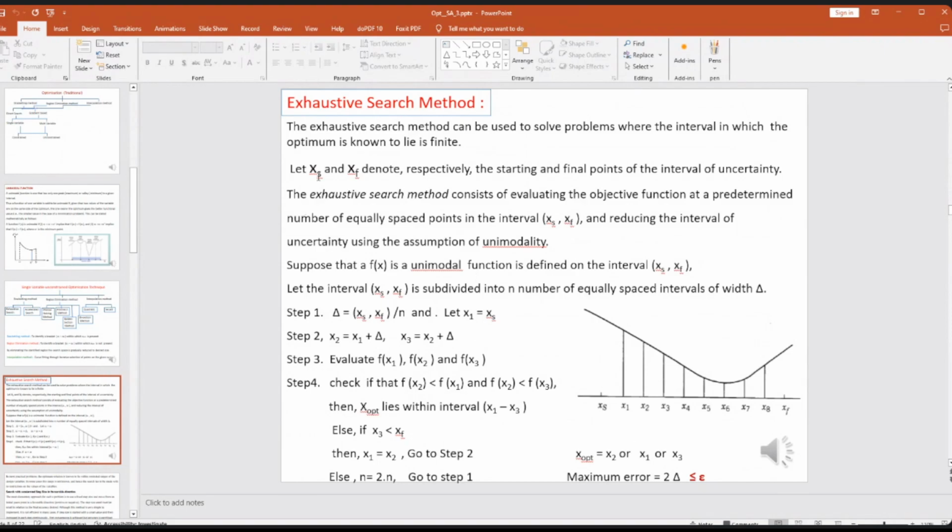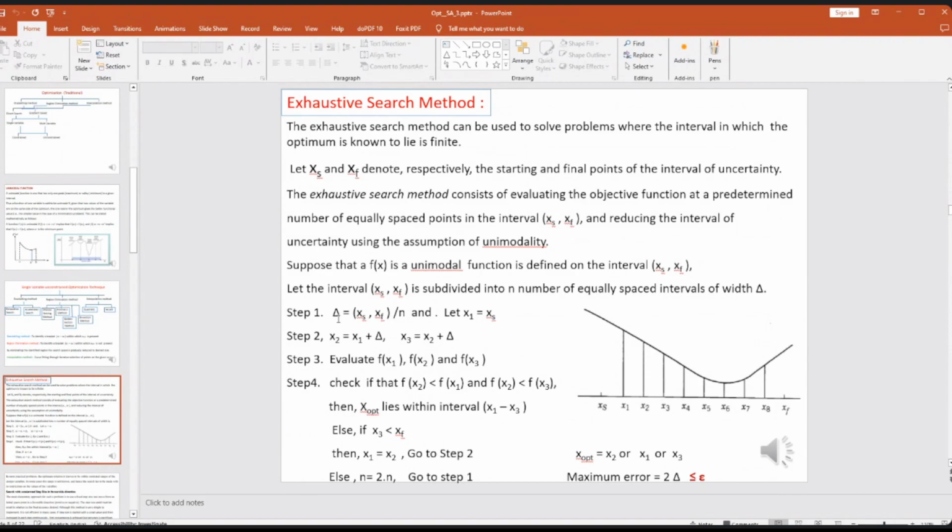Suppose the search interval is given by xs and xf. xs is the starting point, xf is the final point. This is the search interval where there is a single minima and we have to identify that value. This is our target. So now first find out the value of delta depending on your accuracy demanded. Delta will be obtained by xf minus xs divided by n. The search interval divided by n is the value of delta.